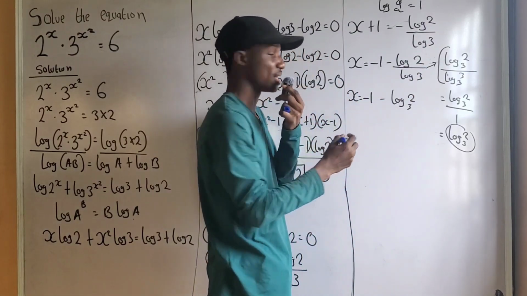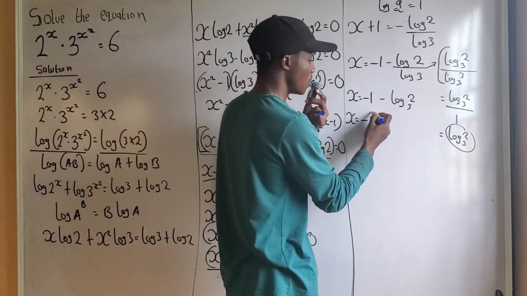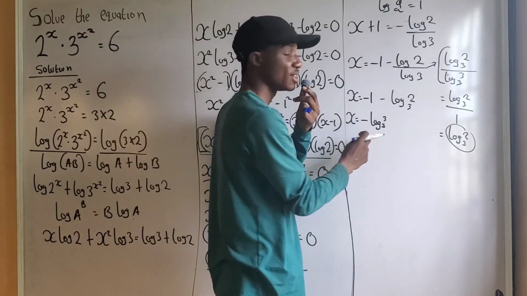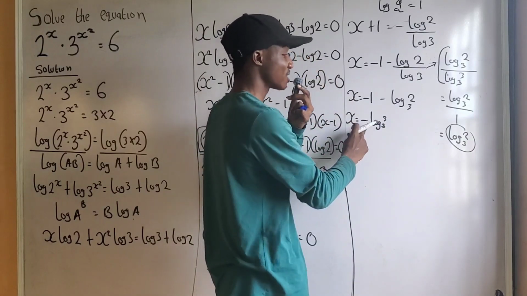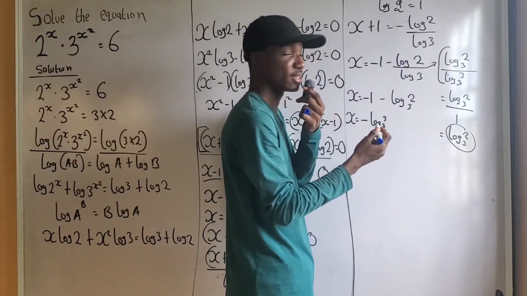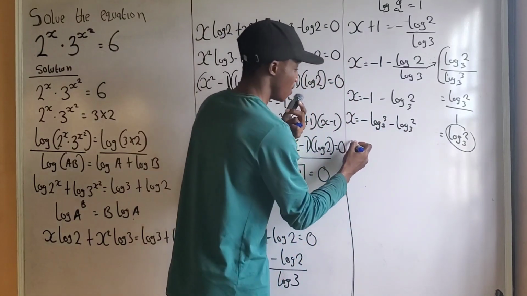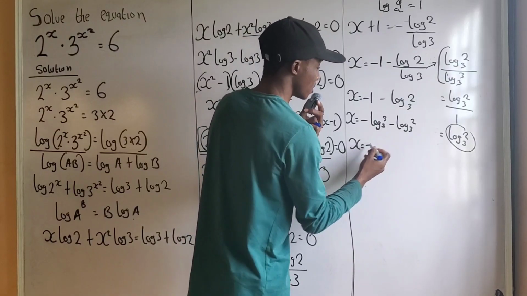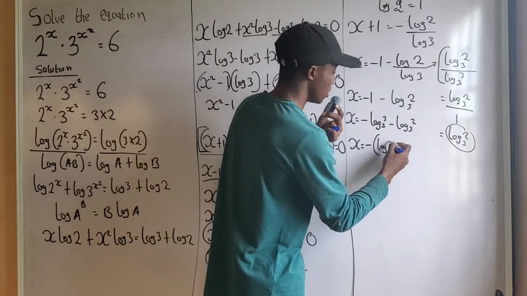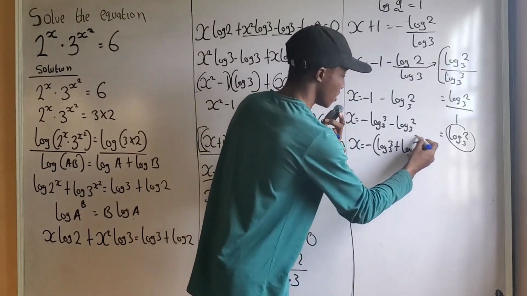This negative 1 can be written as x equals, I can write this negative 1 as negative log 3 base 3. You know, log 3 base 3 is also the same thing as 1, and minus times 1 will give me minus 1. Do you understand? So I've not done anything. Minus log 2 base 3, okay? Now, x will be equal to minus, factorize, log 3 base 3 plus log 2 base 3, okay?